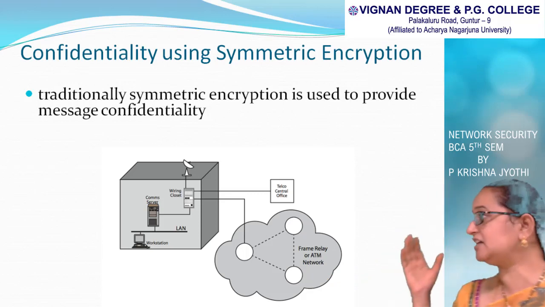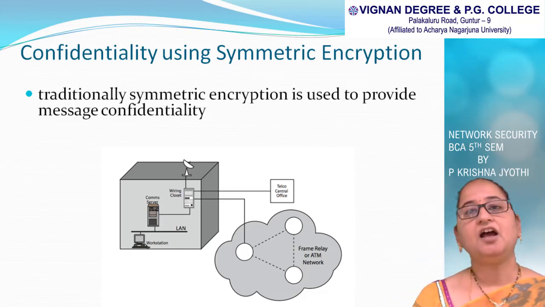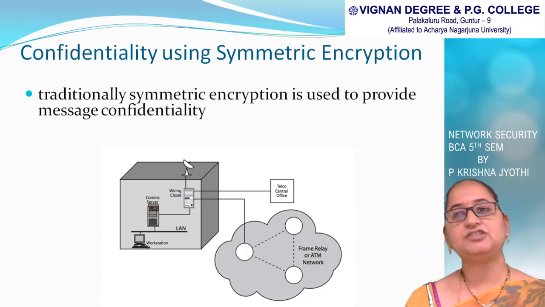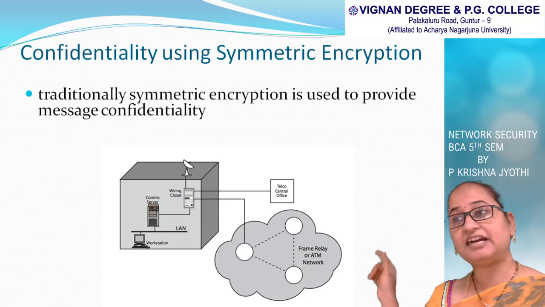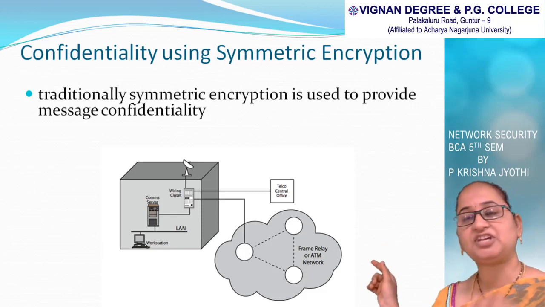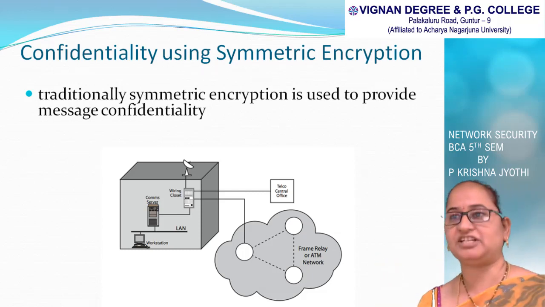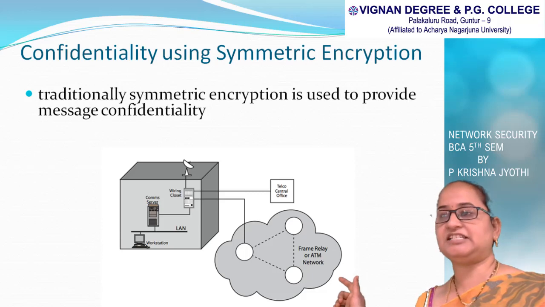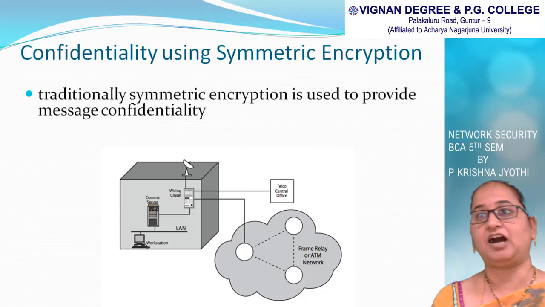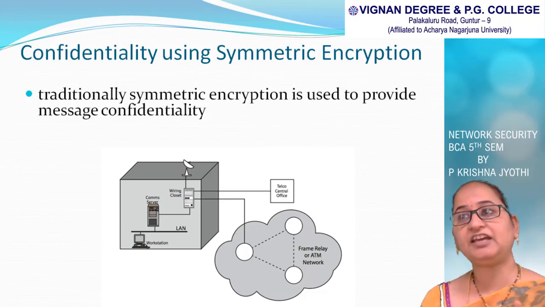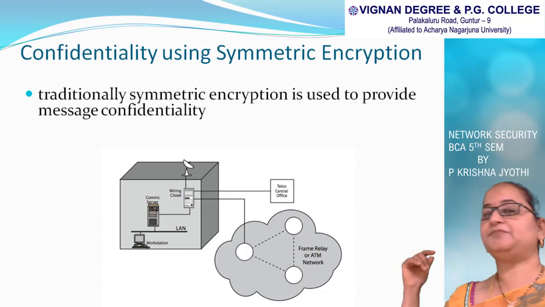Let's revise once again the definition of symmetric encryption. Symmetric encryption means a common key, or a single key, is used by both the sender and receiver. By sharing the common key between the sender and receiver, we have to provide the confidentiality service. Where does this confidentiality service arrive from? It arrives from public key cryptography, or public key encryption.